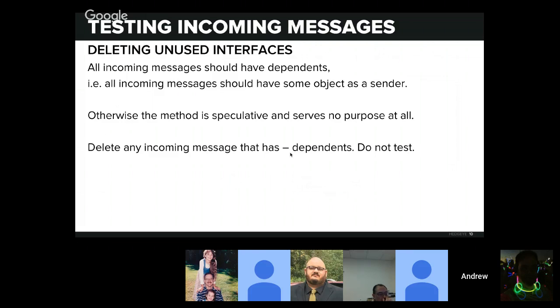If an object expects a message, but there's never another object to send it, then there's no reason why that method should be part of its public interface. And to have a test for it is just doubly useless.